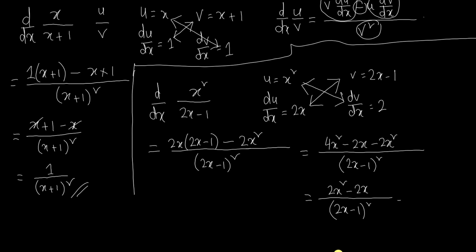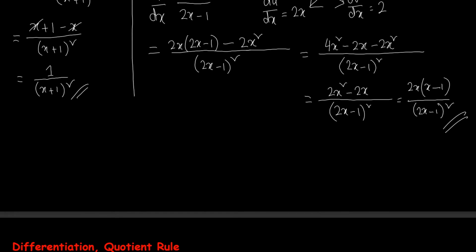So see, from the top we can take 2x common, then the remaining part is x minus 1, and the bottom is written 2x minus 1 whole squared. So we can leave our answer here. That is our answer. No further simplification is needed.